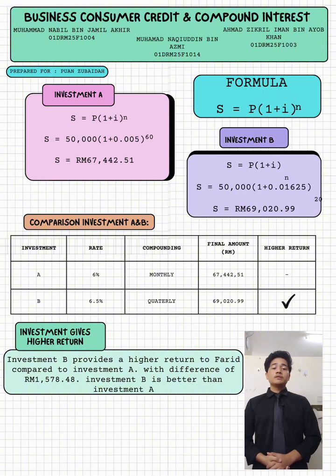Even though investment A compounds monthly, investment B has a higher annual interest rate of 6.5%, which makes the final amount larger. Therefore, I strongly recommend Farid to choose investment B for a better return on his 50,000 ringgit over 5 years.